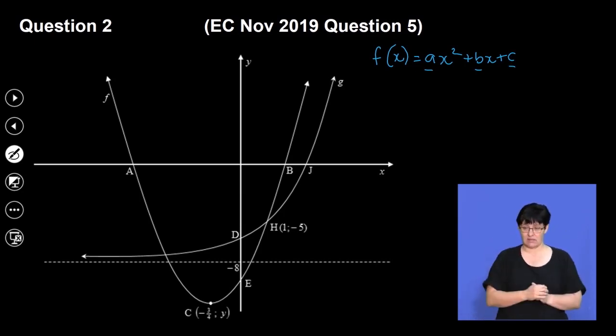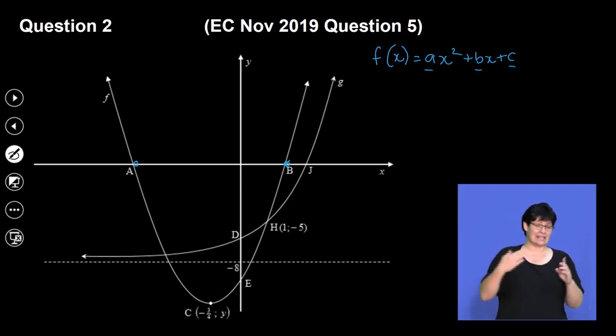Just looking at this parabola, we don't have very much information. We don't know a lot about it. We don't know the x-intercepts. We don't even know the y-intercept over there, which is E.